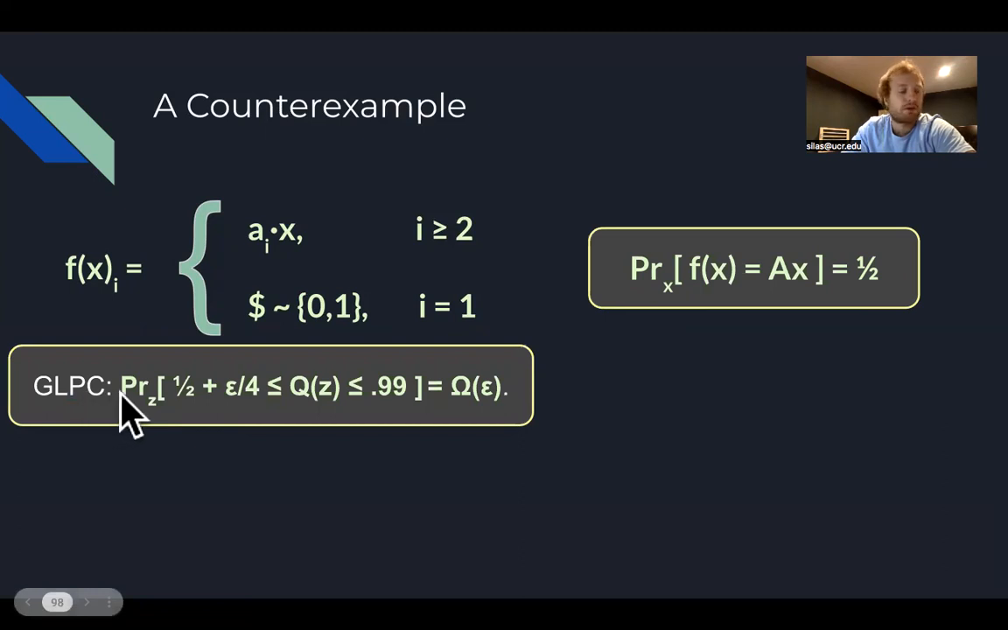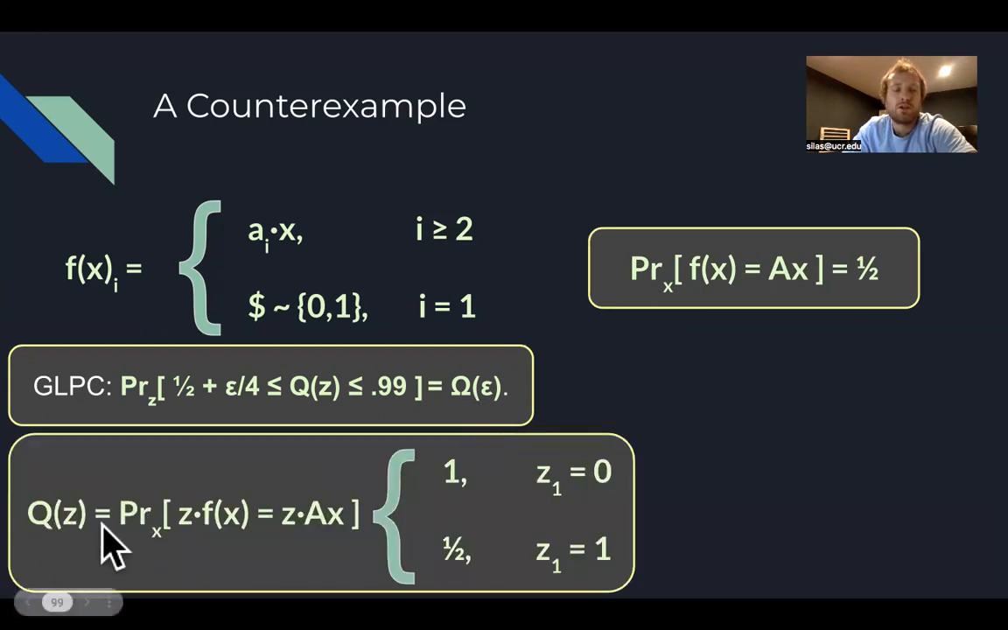Remember that the Goldreich-Levin progress condition is this, I'm just restating it here. And you can compute that Q of Z, which is the probability that Z times f of x equals Z times A of x, is either going to be 1 or 1/2, depending on whether the first bit of Z is 0 or 1. Clearly, if the first bit of Z is 1, then you're going to multiply by a random bit. So the inner product is going to be equal with probability 1/2.